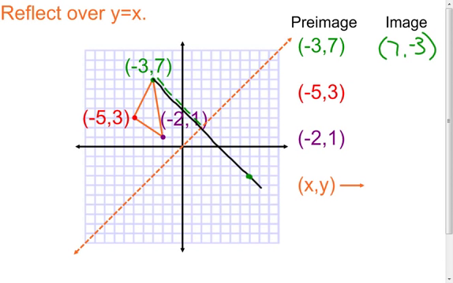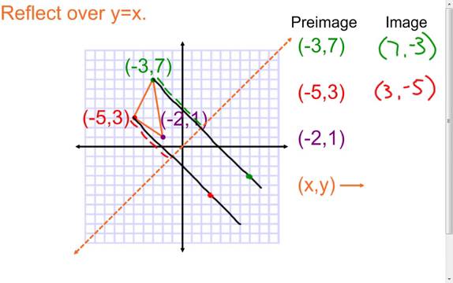Do the same thing for my red point. I'm going to go down 1, right 1, and just keep going down 1, right 1 all the way through. So there's my perpendicular segment. Somewhere on that segment is my image. Well, this one is 1, 2, 3, 4 diagonals away. Count my 4 diagonals on the other side. I end up at the point 3, negative 5.